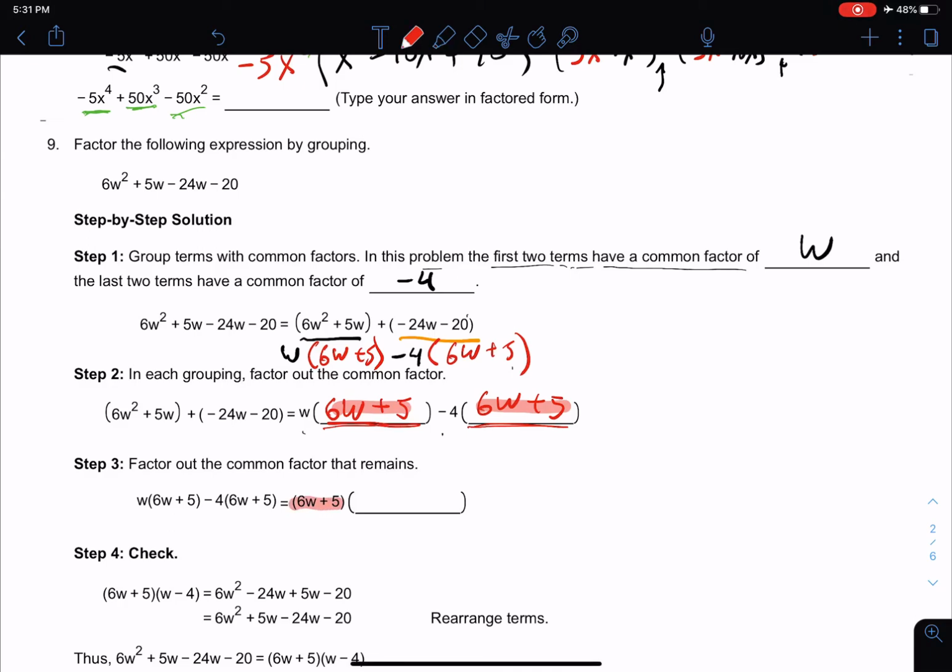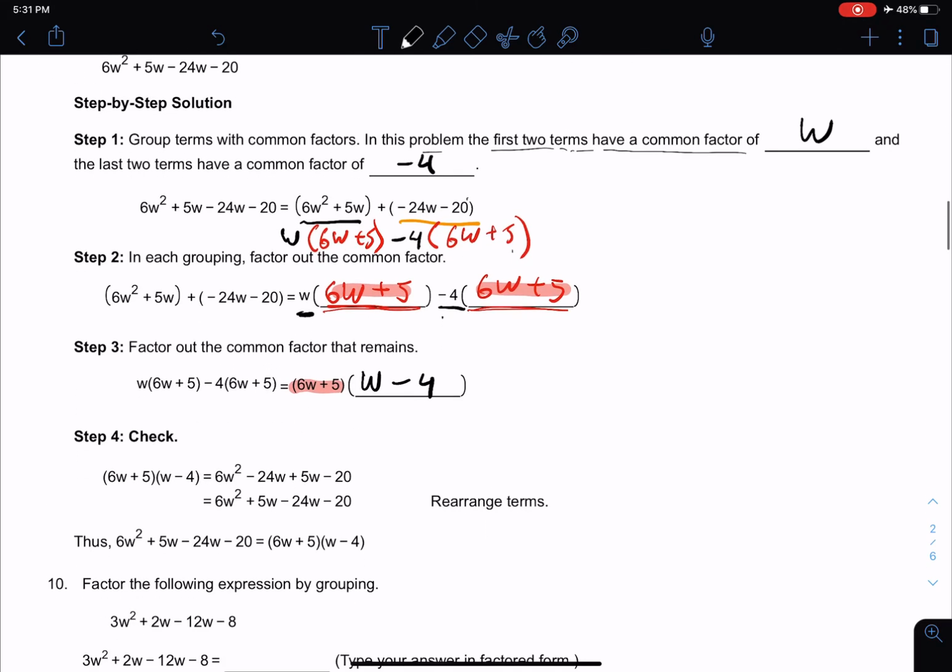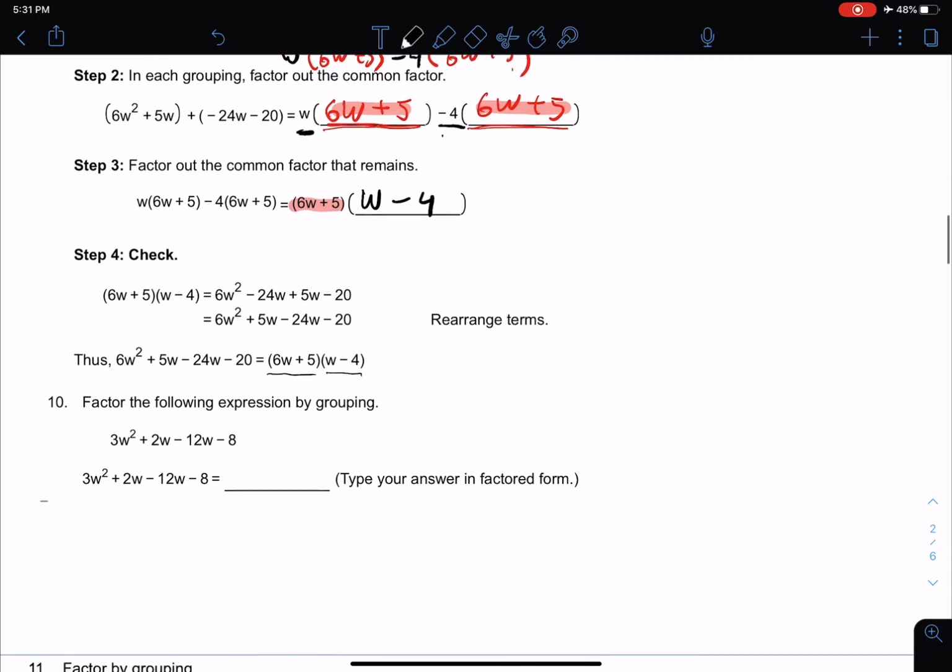Then you got to realize what is left. What is left is your w minus 4. And there you go. And they check it for us. They say 6w plus 5 times the quantity of w minus 4. And we end up getting the original problem, just like I did.